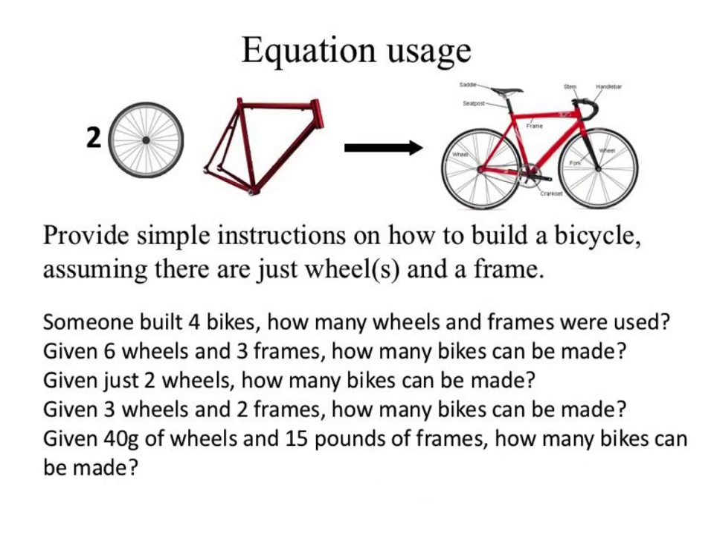So last one, 40 grams of wheels, 15 pounds of frames. How many bikes can be made? Depends. What do you mean, no idea? Everybody else answered all the other ones. Why are you telling me no now? We don't know how much each wheel weighs or how much a frame weighs.